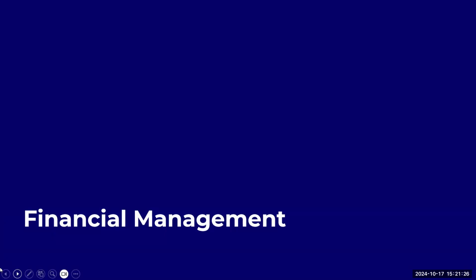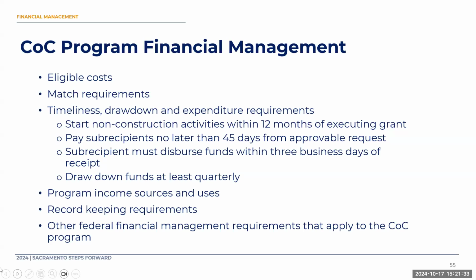Okay, financial management. There's a lot to financial management, but what we're going to talk about today, if you go to the next slide, is specifically program income. So here, for your reference, because this is a very complicated regulation, these are all the things you need to think about during your financial management. You can see the second bullet, match requirements. That's what we're focusing on. And towards the bottom, program income sources and uses. Those are the two things from this list that we're going to be focusing on today.